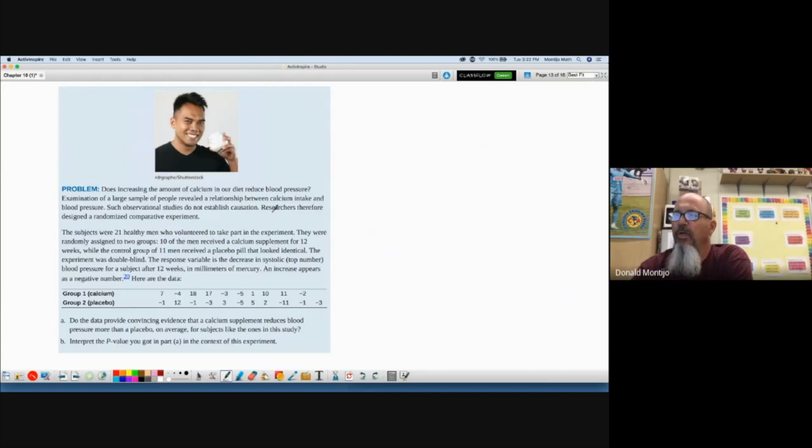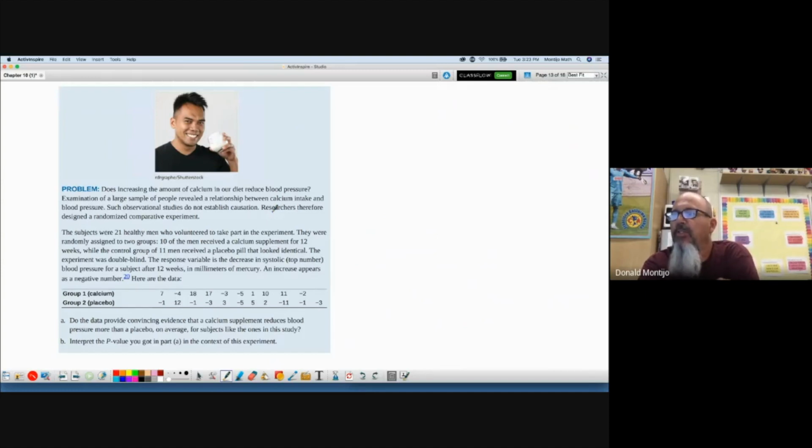Okay. Well, let's look at this once again. Does increasing the amount of calcium in your diet reduce your blood pressure? Examination of a large sample of people revealed a relationship between their calcium intake and their blood pressure. Researchers therefore designed a random comparative experiment. The subjects were 21 healthy men who volunteered to take part. They were randomly assigned. There's where we're going to get our randomness from. 10 of the men received calcium for 12 weeks, while the control group received a placebo that looked identical to the calcium for 12 weeks.